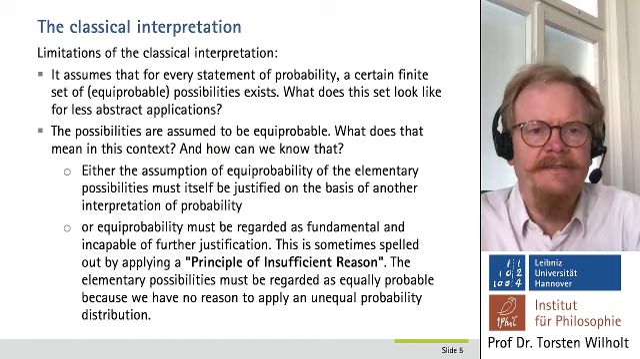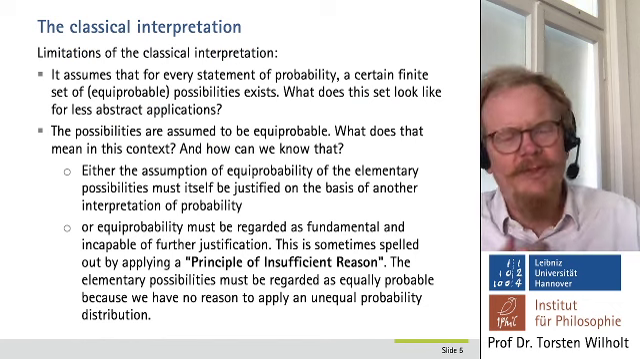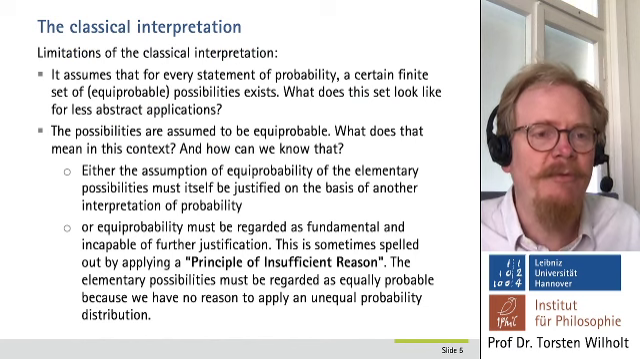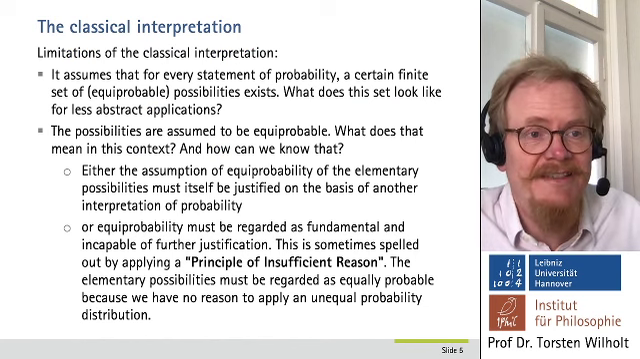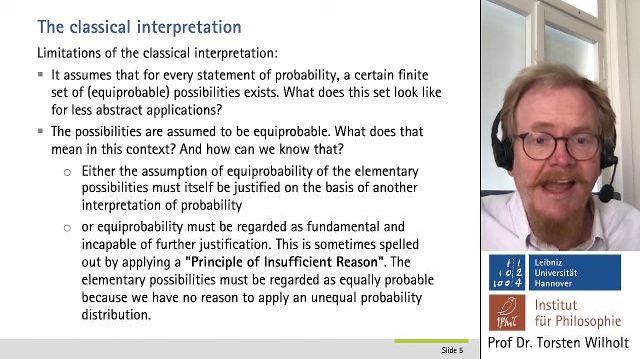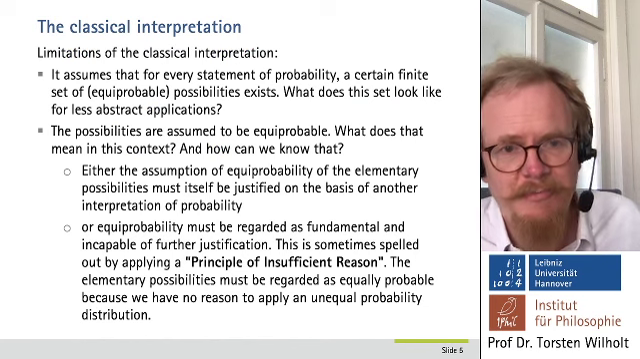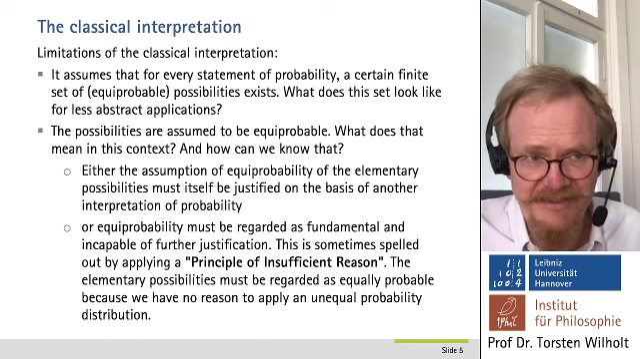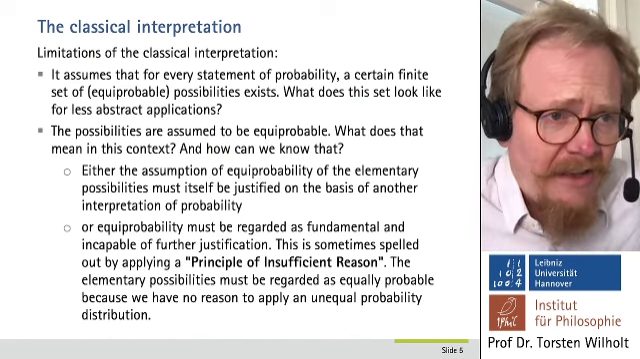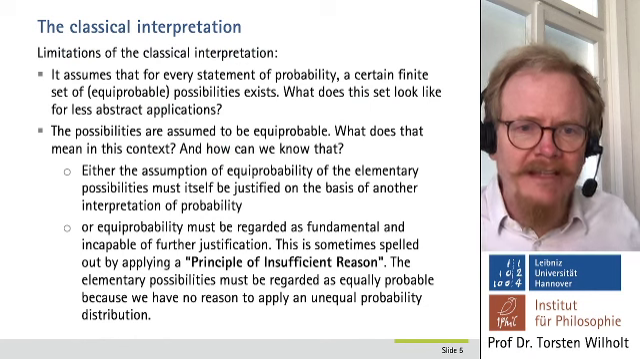And another problem is that the possibilities are somehow assumed to be equiprobable. What does this even mean in this context, and how can we know it? On one hand, you might say equiprobability is an assertion about sameness of probability, but then the meaning of probability that is assumed there has to be itself justified on the basis of some other interpretation of probability to avoid circularity, and also because the classical interpretation obviously has nothing to say about it. Or the other alternative would be to just somehow regard the notion of equiprobability as fundamental and incapable of further justification.